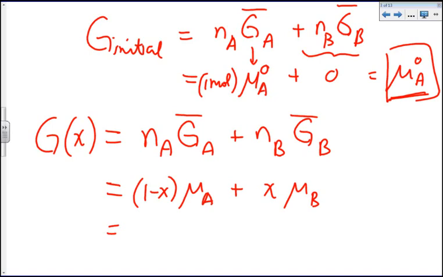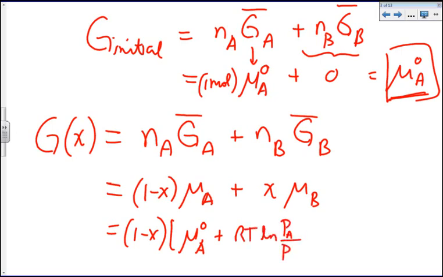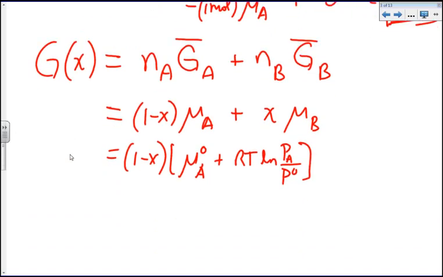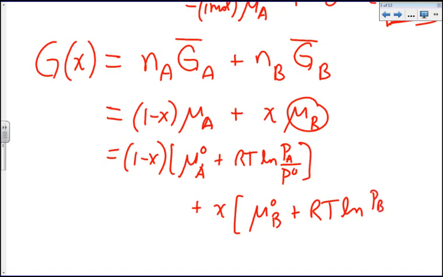Now, since we have a mixture of A and B, the chemical potential of A will be equal to its standard chemical potential at P naught, plus RT natural log of P sub A, the partial pressure of A, over P naught. And the chemical potential of B is just going to be mu naught B plus RT natural log of the partial pressure of B over P naught.